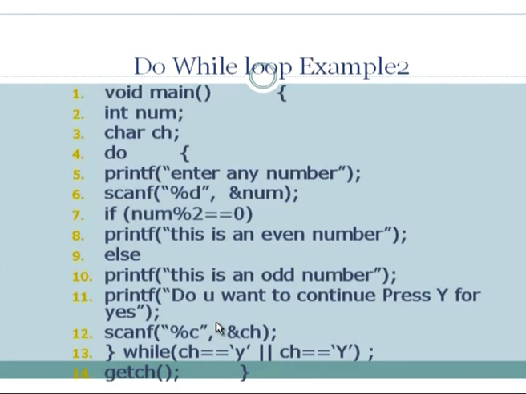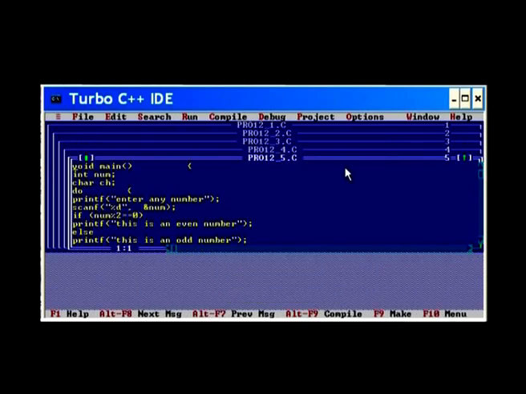We will enter a number. The program will determine whether the number is odd or even, and once the body of the loop is executed, at the end the program will ask, do you want to continue? Press Y. If we enter Y, then the body of the loop will be repeated. Let's exercise this example on the computer screen. This is the same example. You see we have not initialized ch to any value, neither is there any condition followed by the do keyword.